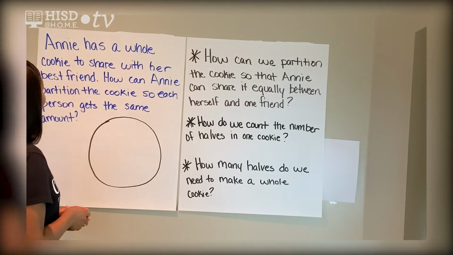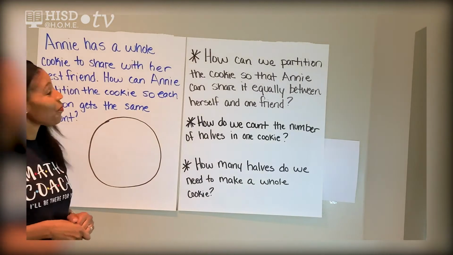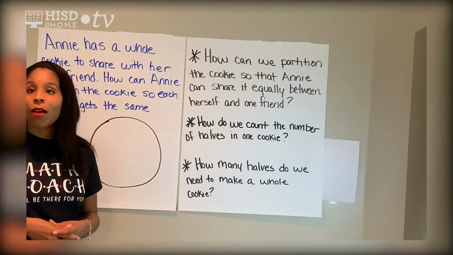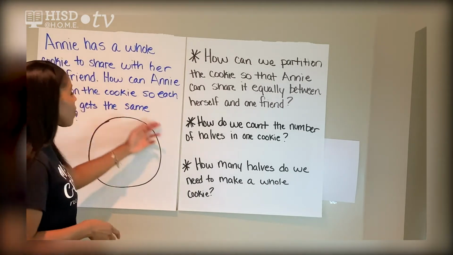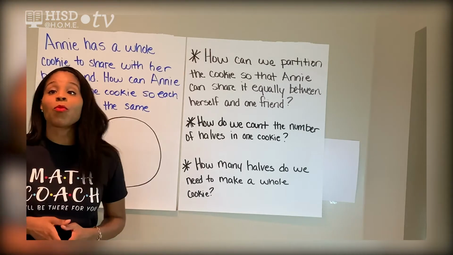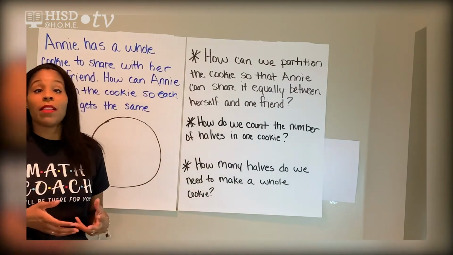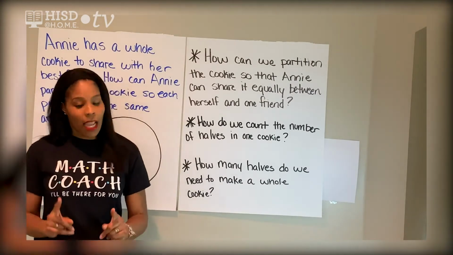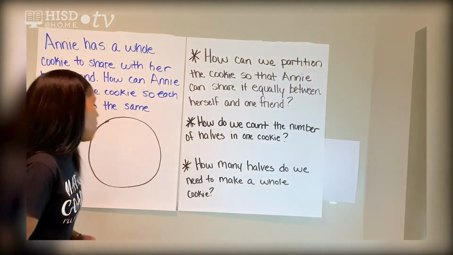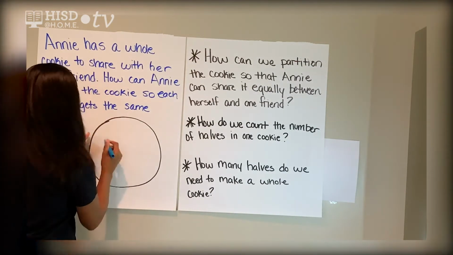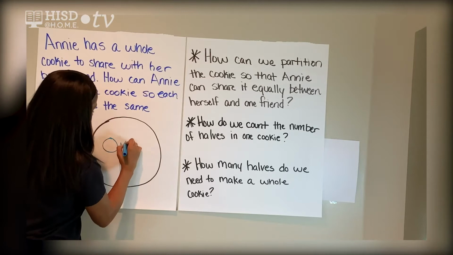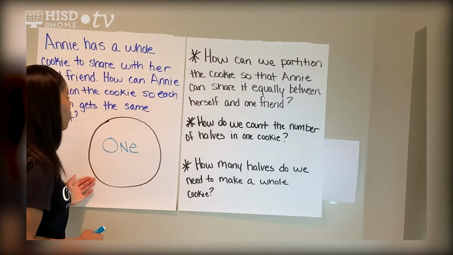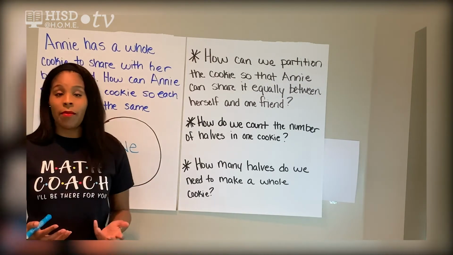Anna has a whole cookie to share with her best friend. How can Anna partition the cookie so each person gets the same amount? So now I drew a circle here. This circle is what we're going to use to represent the whole cookie. To represent that whole cookie, we want to name it. I want to name this 1. So I'm going to write 1 in the center. So now we know that this circle is represented by our one whole cookie.